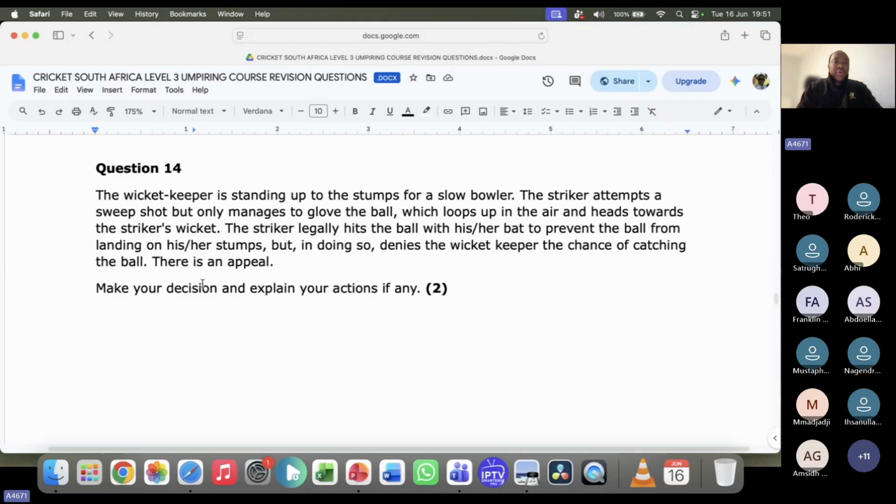Question 14. The wicketkeeper is standing up to the stumps for a slow bowler. The striker attempts a sweep shot, but only manages to glove the ball, which loops up in the air and heads towards the striker's wicket. The striker legally hits the ball with his or her bat to prevent the ball from landing on his or her stumps, but in doing so denies the wicketkeeper the chance of catching the ball. There is an appeal. Make your decision and explain your actions, if any.